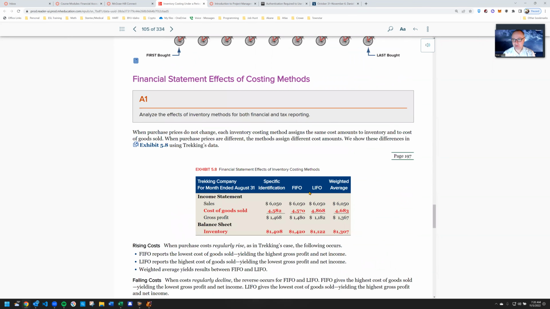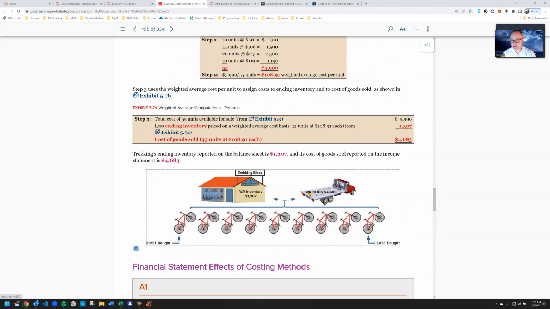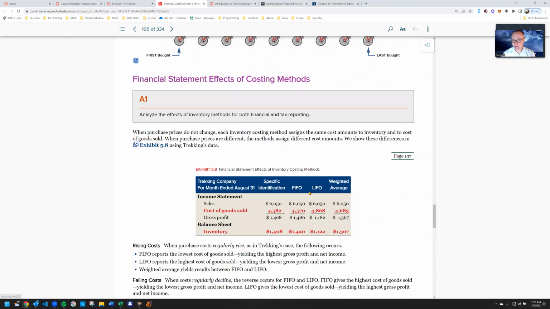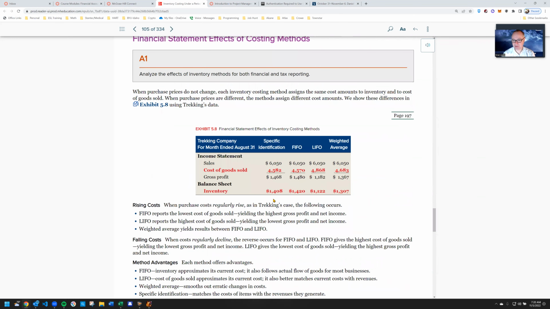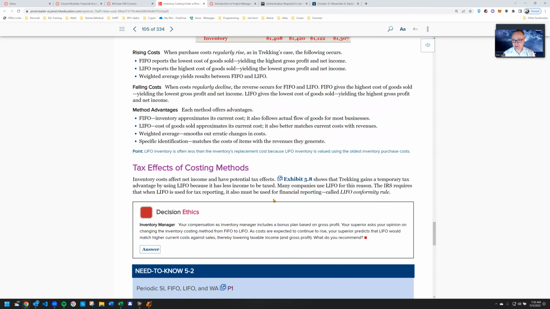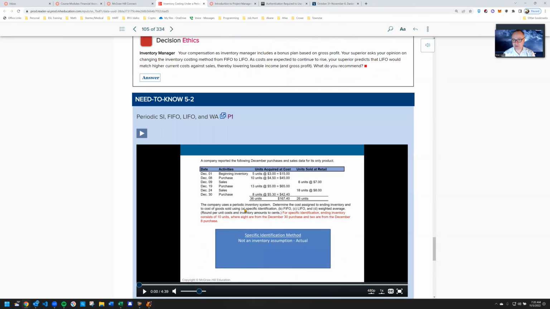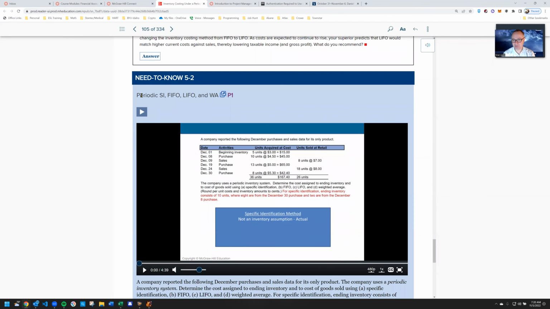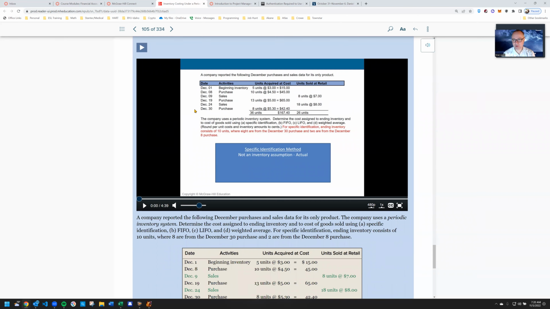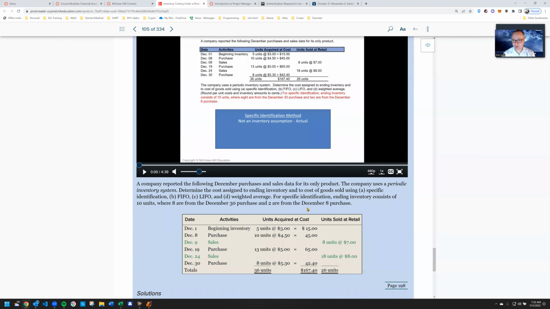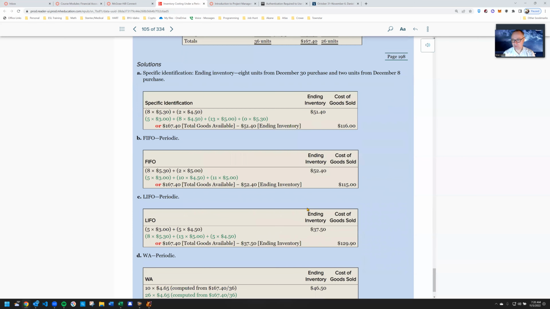Now, one thing to note, I don't think that's here yet. I'll find where it comes up. This is the impacts, so no problem. There's slightly different impacts, and then they'll walk you through a couple different scenarios on using the specific identification, first in, first out, last in, first out, and weighted average. Okay, so very important to walk through this and how it works out.